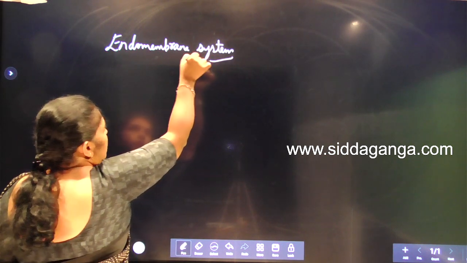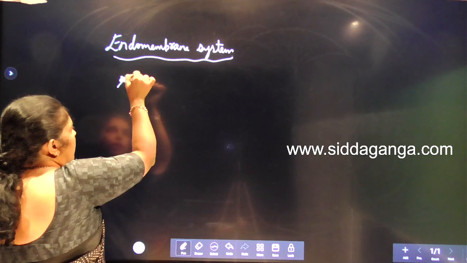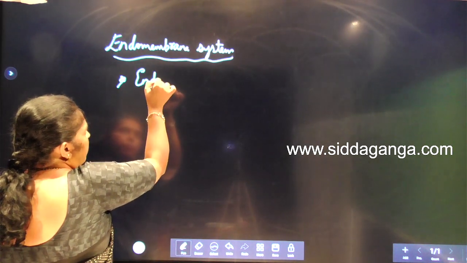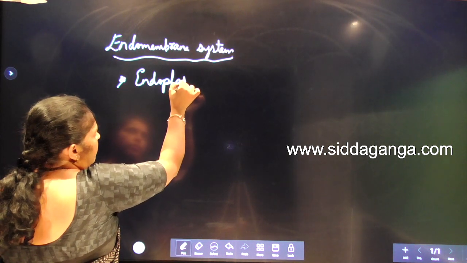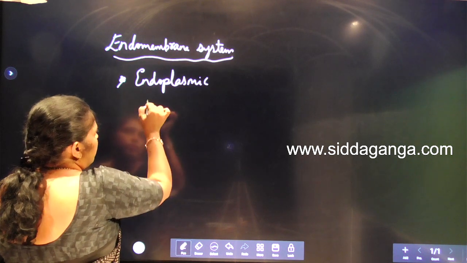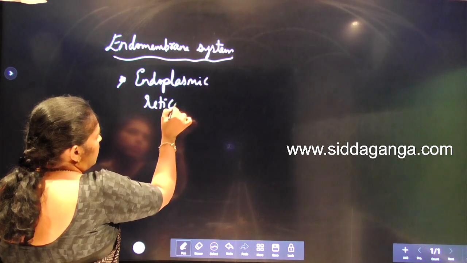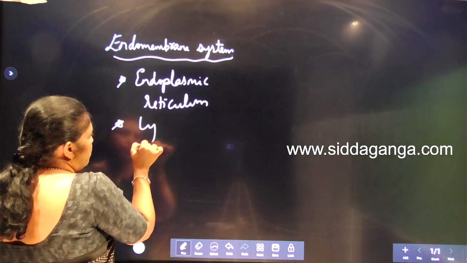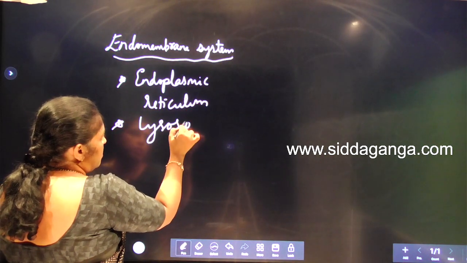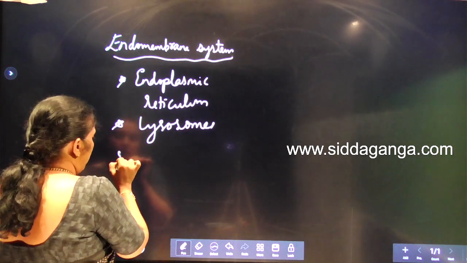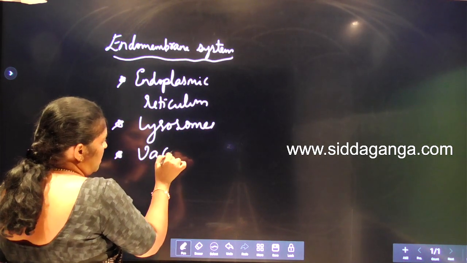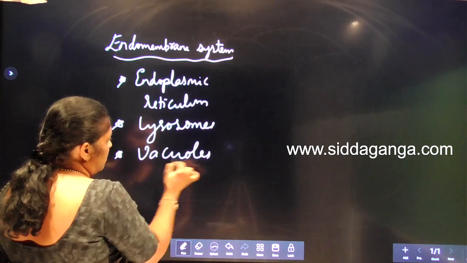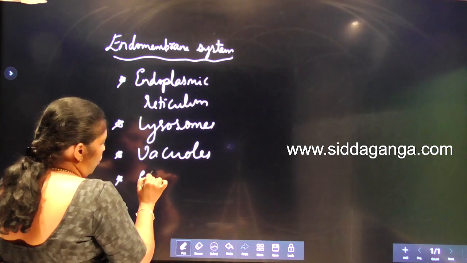Endomembrane system includes endoplasmic reticulum, lysosomes, vacuoles, and Golgi complex.